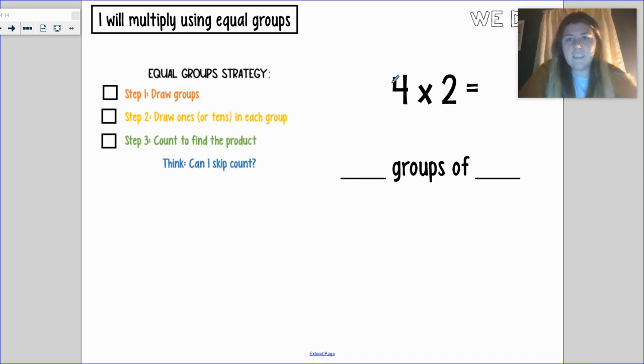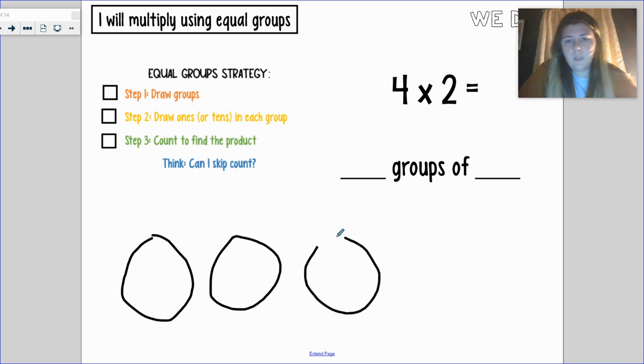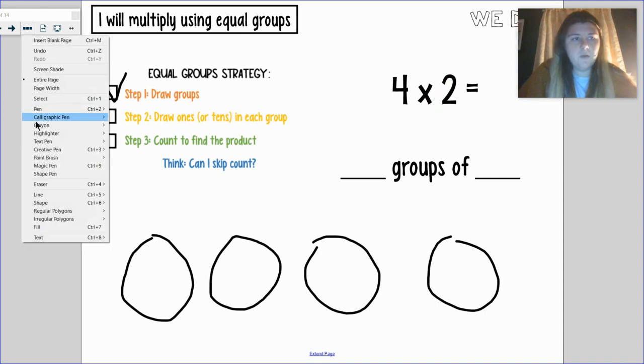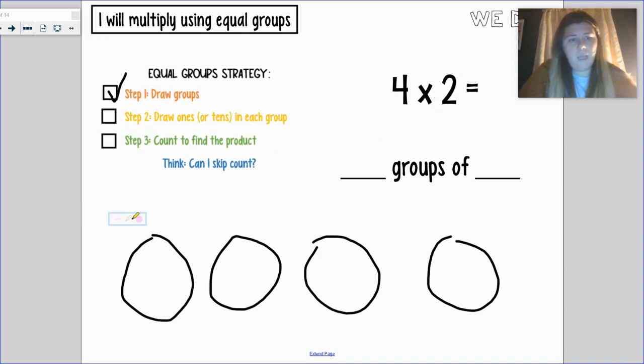So let's get started. 4 times 2. I have 4 groups. 1, 2, 3, 4. And I have 2 in each. So I drew my groups. And now I can draw my ones or my total in each group. Okay, let's do pink.